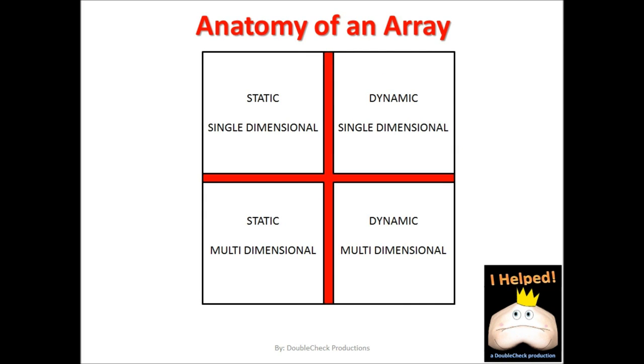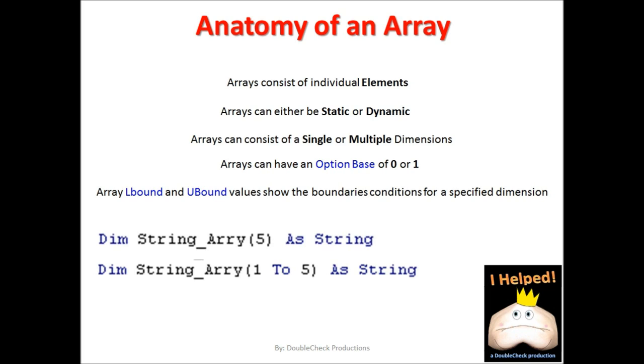Now that we've been introduced to the concept of an array, we need to understand the different types of arrays. As you can see from the breakdown presented here, there are essentially four basic types of arrays. We also see that arrays consist of individual elements. And again, an array can be static or dynamic, or it can be single or multidimensional. Arrays also have an option base, which we're going to get into in more detail later. The size of an array is determined by its lower boundary and its upper boundary.